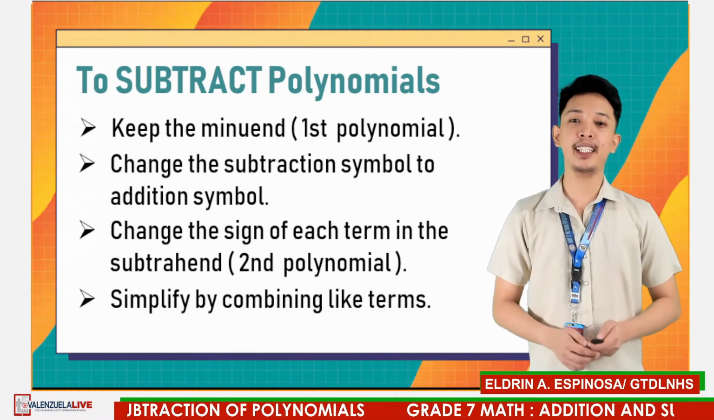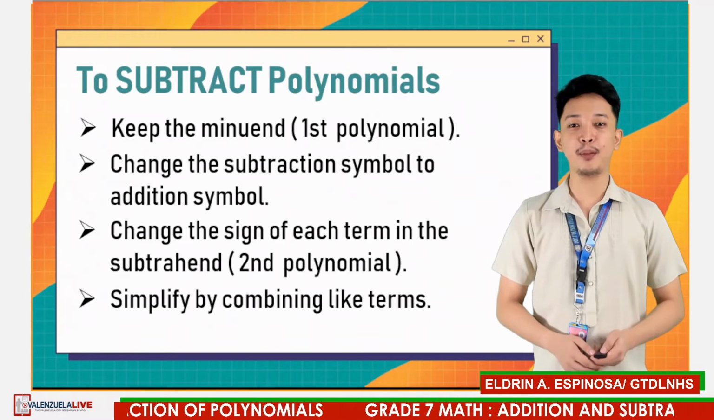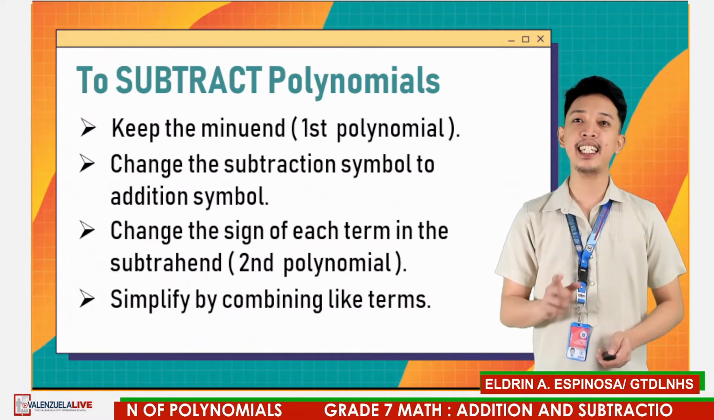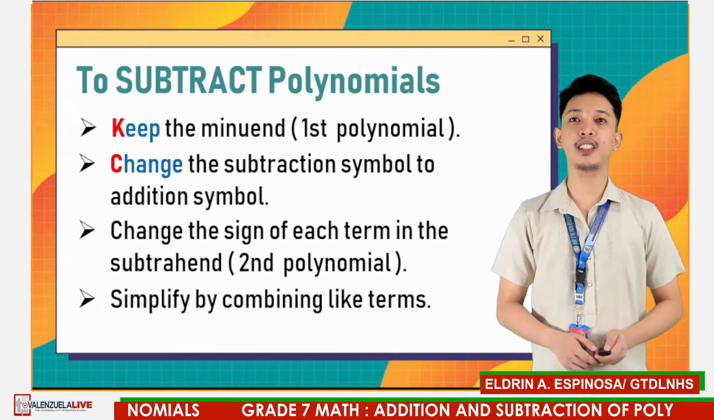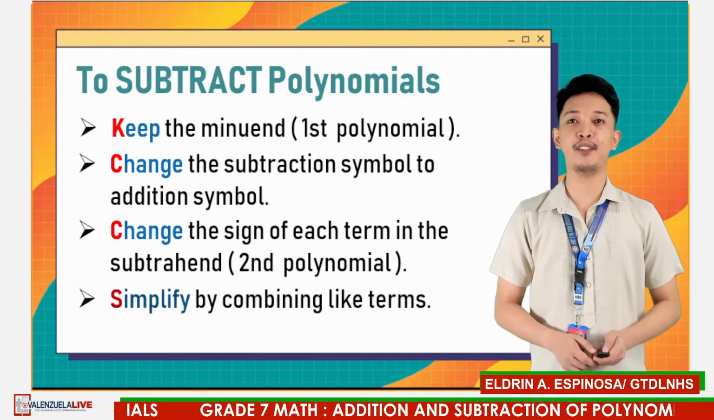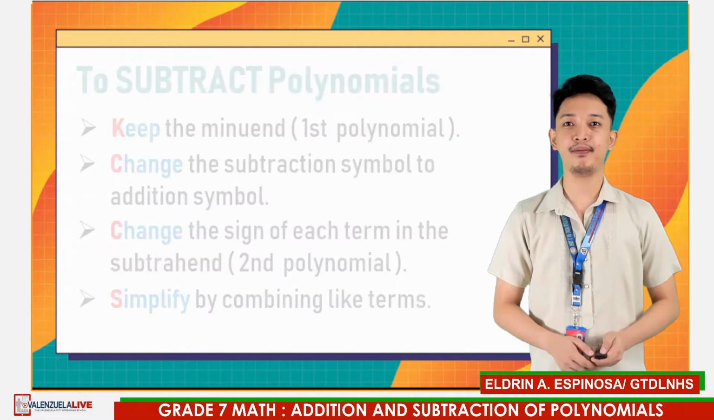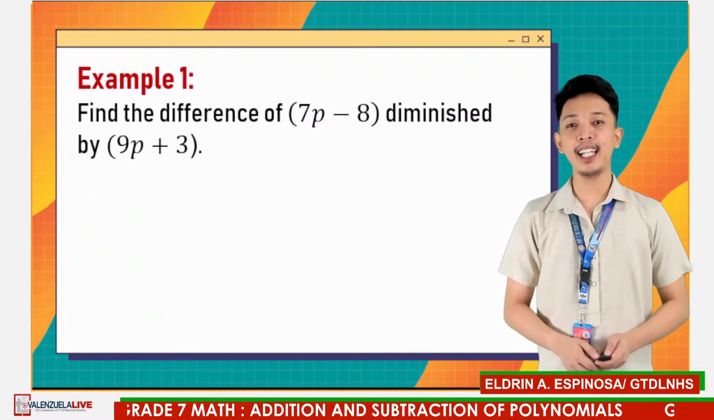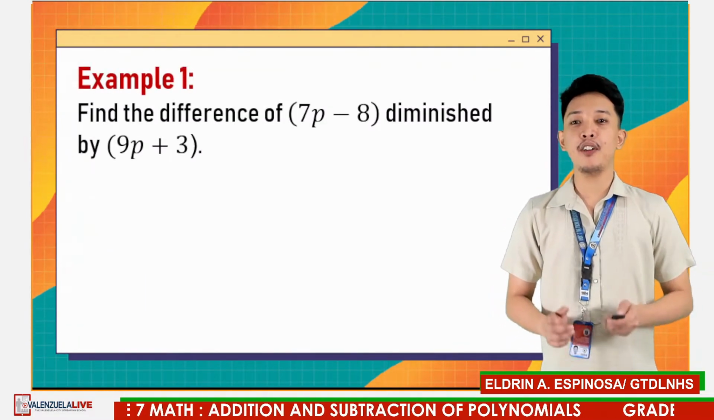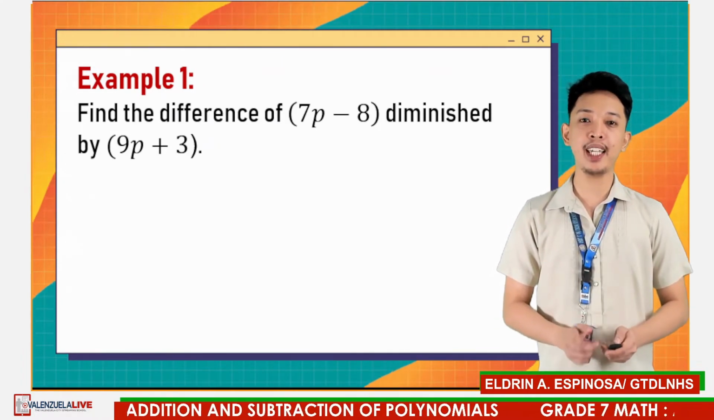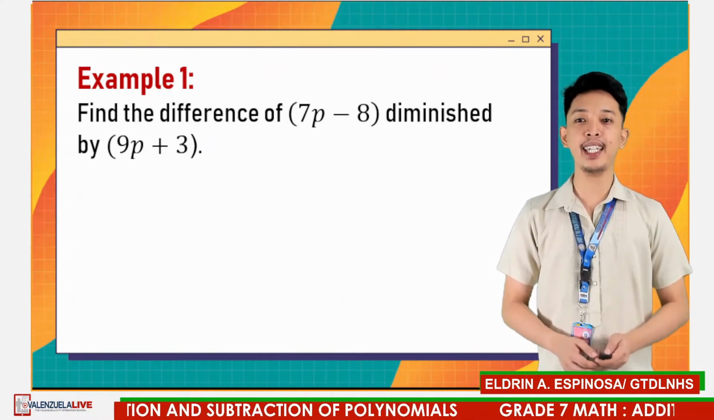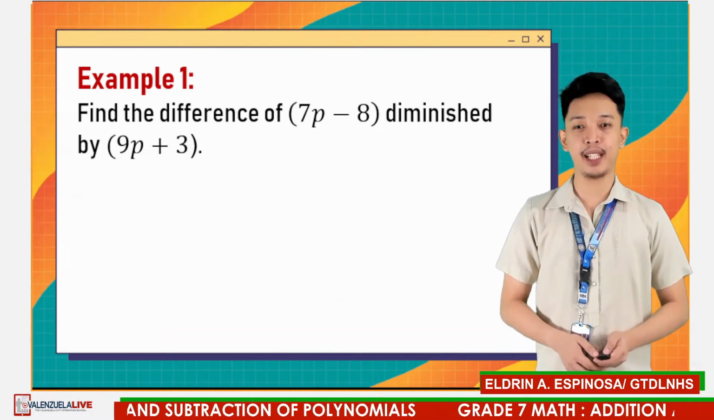Or to remember it easily, think of this mnemonic. KCCS. Keep, change, change, simplify. Let us try the first example. Find the difference of the binomial 7p minus 8 diminished by the binomial 9p plus 3.